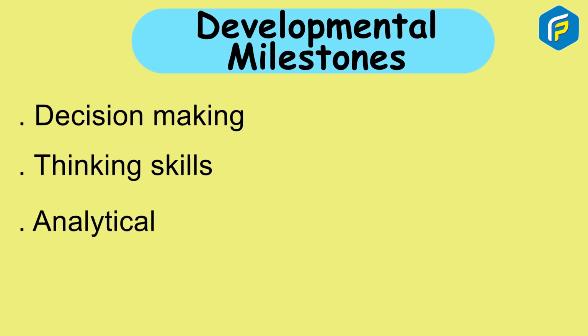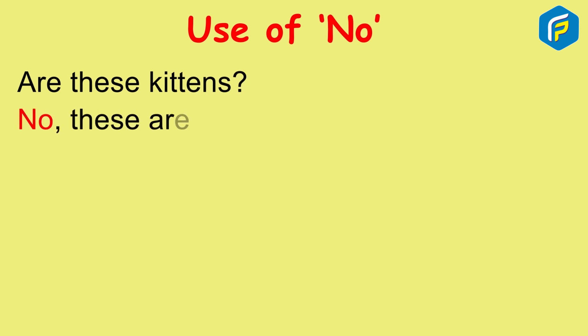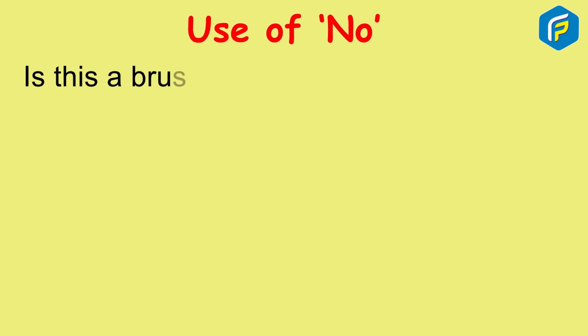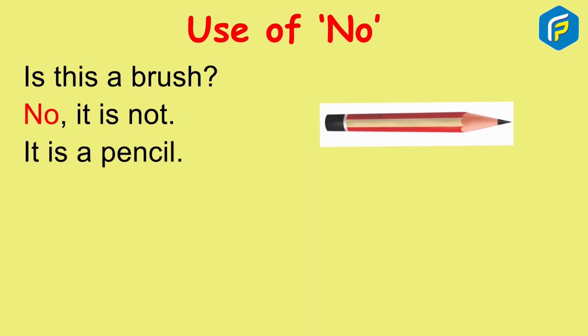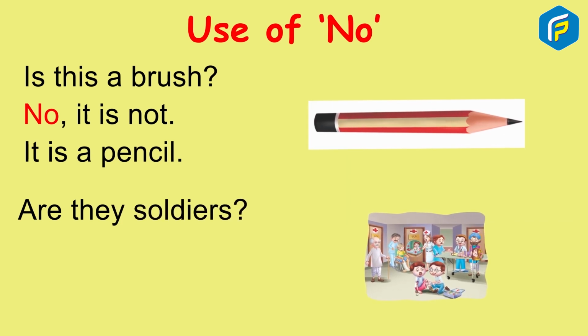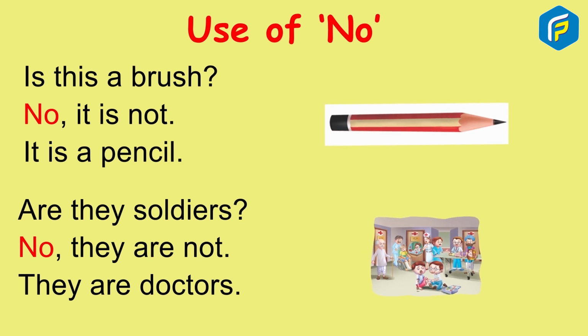Analytical. Use of no. Are these kittens? No, these are not. These are pups. Is this a brush? No, it is not. It is a pencil. Are these soldiers? No, they are not. They are doctors.